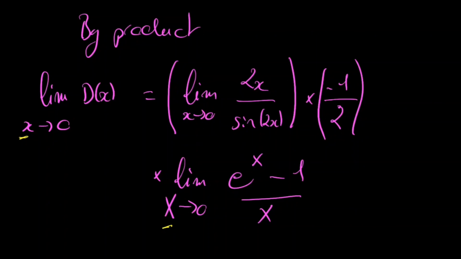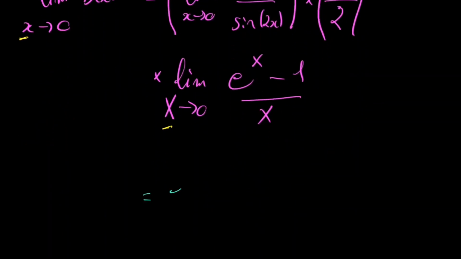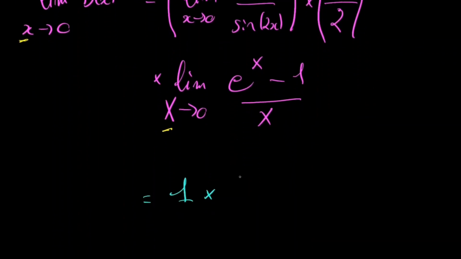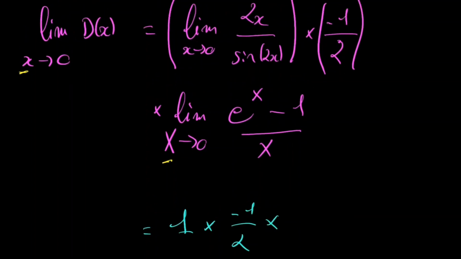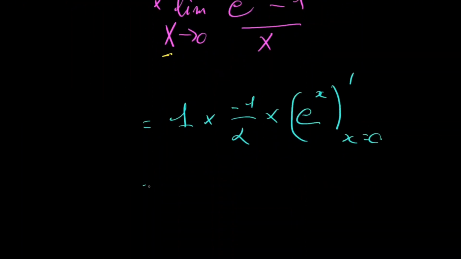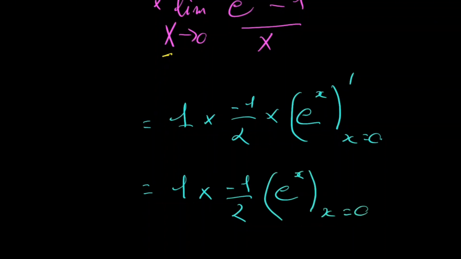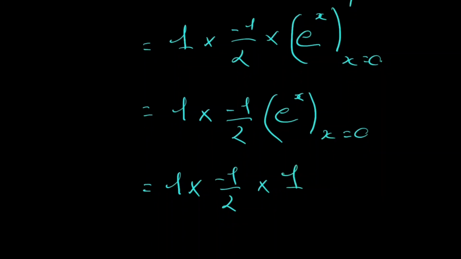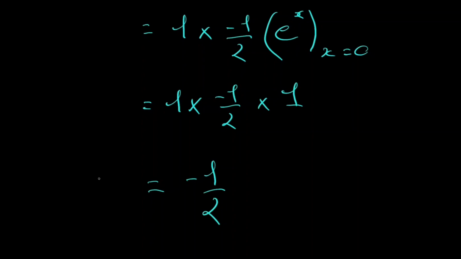And what do we have here? For the first one, we have 1. We said it because this is x over sinus of x when x tends to 0, times minus 1/2, this constant, times the derivative of exponential of x at 0, which is equal to 1 times minus 1/2. The derivative of exponential of x is exponential of x evaluated at x equal to 0, which is 1, so 1 times minus 1/2 times exponential of 0, which is 1, is equal to minus 1/2. So we have d is equal to minus 1/2.